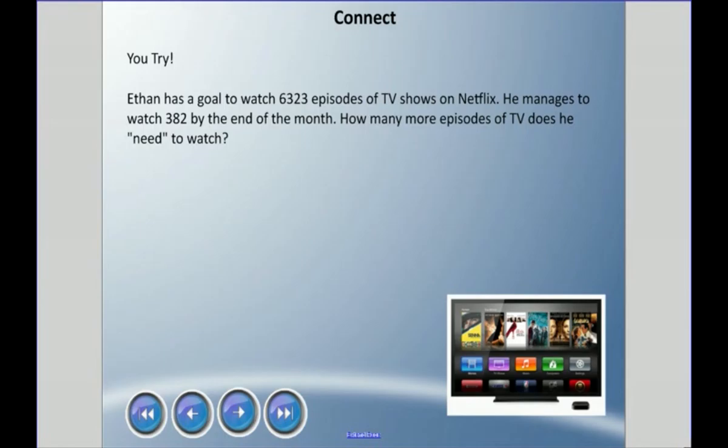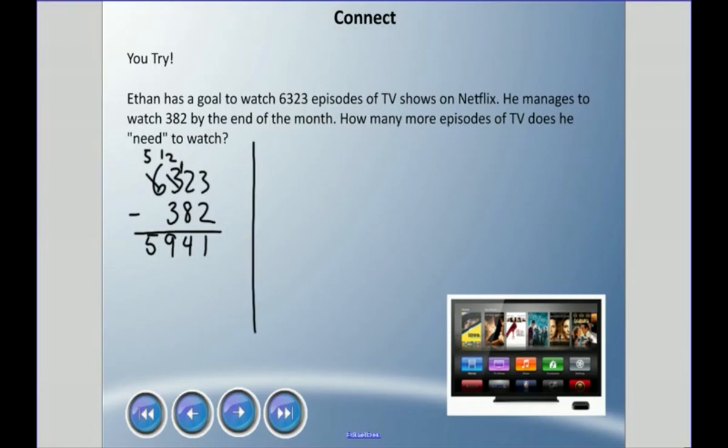All right, let's start with strategy number 1. That was the good old-fashioned way, 6,323. I highly recommend that you write it vertically, line up those digits. 3 minus 2 is 1. 2 minus 8 we cannot do, so I'm going to borrow here. That becomes a 2. This becomes a 12. 12 minus 8 is 4. 2 minus 3 does not work again. I'm going to borrow that. It becomes a 5. 12 minus 3 is 9. And then we're left with a 5. So he needs to watch 5,941 more episodes.